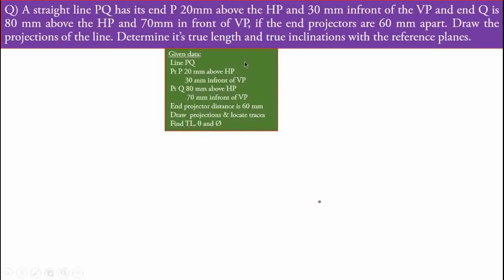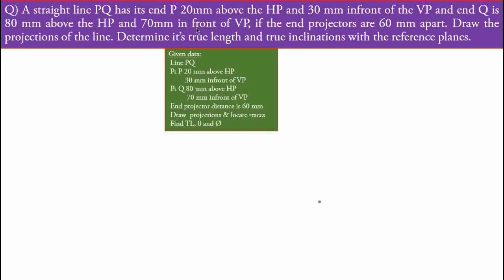So in the same format you have to write down the given data for all the numericals related to the projections of lines. After reading the numerical statement, first of all we have to identify the locations of both end points of the line, whether they are present in the same quadrant or in different quadrants.